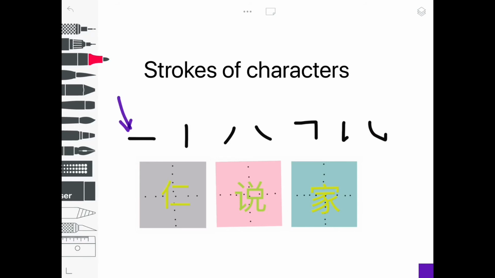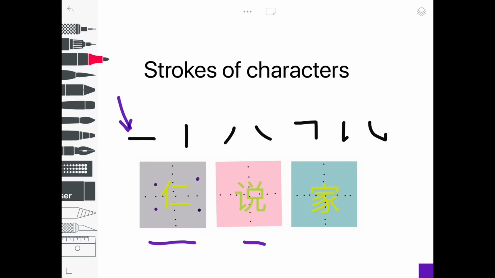And when we first learn how to write, we write them in square boxes like these. Each box is divided into 4 areas. And we write the strokes on certain areas of the box so that the characters look correct and beautiful.